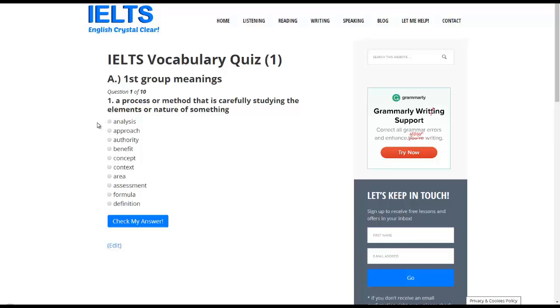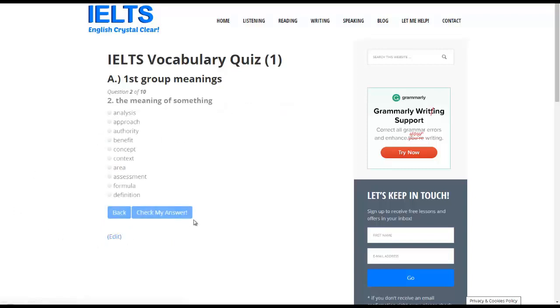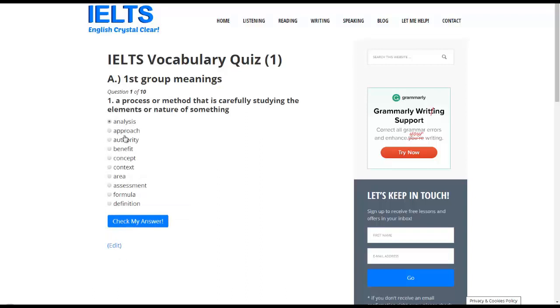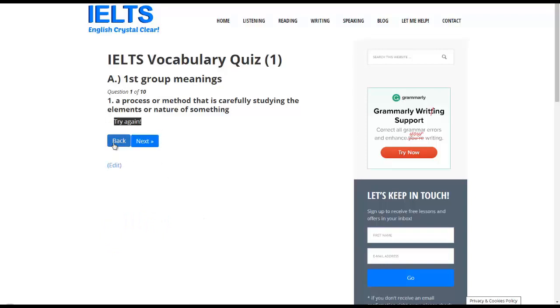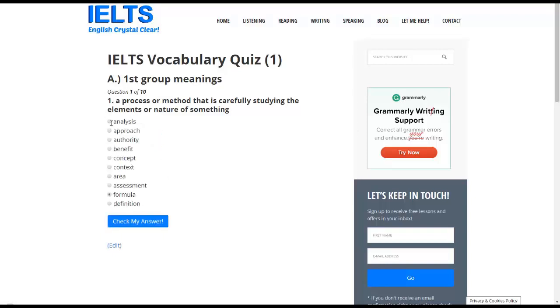So let's just say I answer analysis. Check my answer, it is correct. And I can go to my next meaning quiz and move on. In case I answer wrong, for example, instead of analysis, I answer formula. Check my answer, you're going to get try again. So you have to go back and actually find the correct word. In this way you practice a lot, and you're not likely to forget the meaning again.